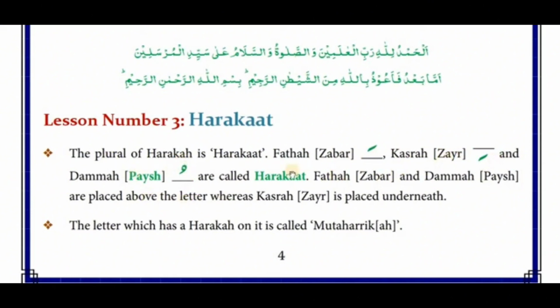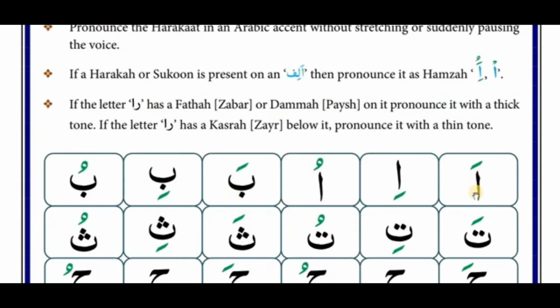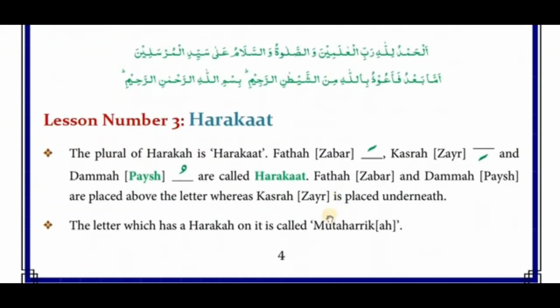Next thing, zabar and pesh are on top of the letter, like hamza, and this is zabar. Hamza has zabar on top, and pesh is on top of the letter, but zer is below the letter. So this is ba: recognize zabar, this is zer and this is pesh. Zabar, zer and pesh are called harakat. So the first question is what is harakat? Zabar, zer and pesh are called harakat.